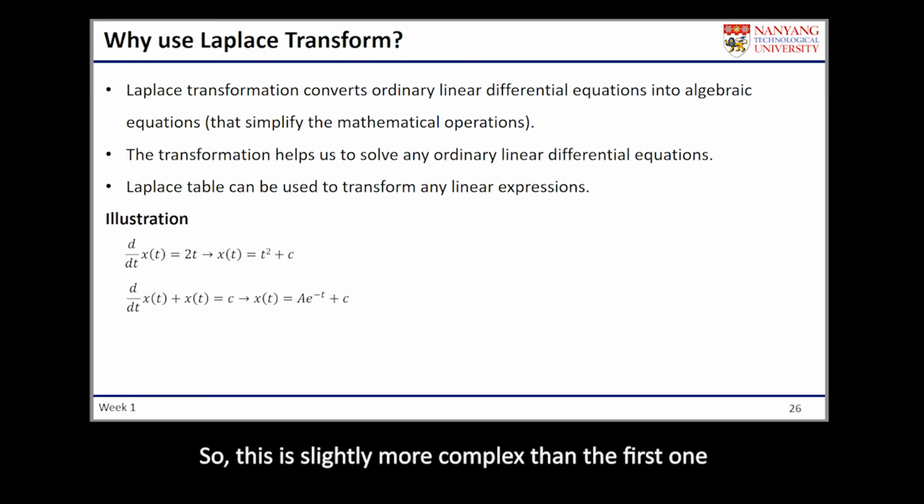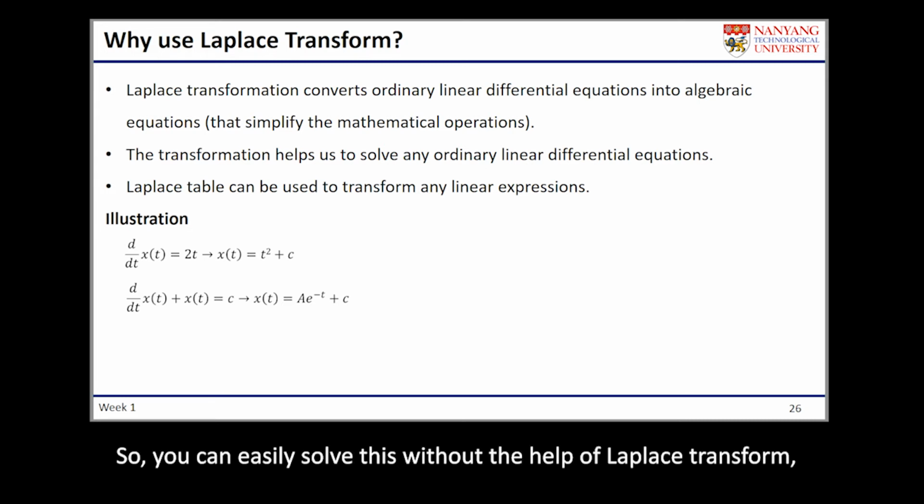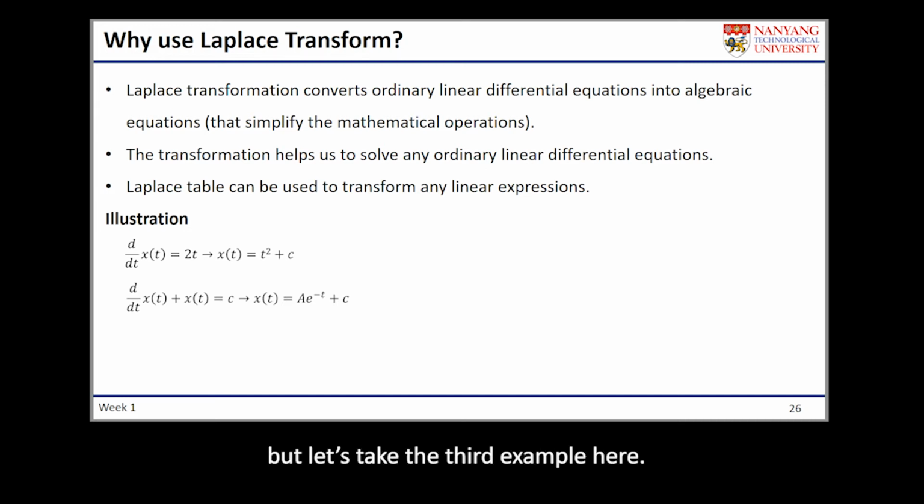So this is slightly more complex than the first one, but with the help of an exponential expression in the solution, you can easily find that x(t) is equal to a constant a times exponential of minus t, plus another constant c. You can solve this relatively easily owing to the exponential expression in the solution. So you can still solve this easily without the help of the Laplace transform. But let's take the third example here.